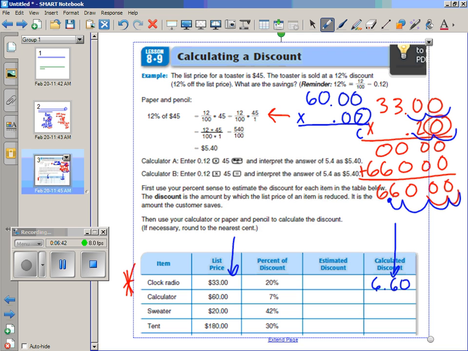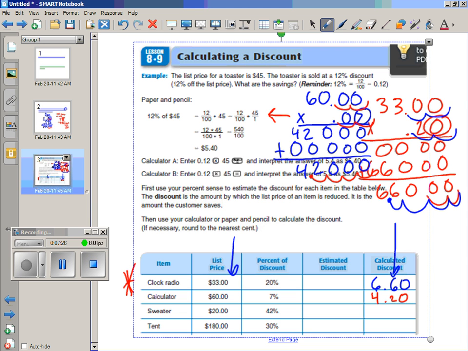Put my magic 0 in, show my work. 7 times 6 is 42. Magic 0, 0, 0, 0, 0. I do my adding. 0, 0, 0, 2, 4. And I look back at my original problem and I say, well, this one has 1, 2 places over from the decimal. This one has 1, 2 over. That's a total of 4. So in my answer, I go 1, 2, 3, 4. My decimal point goes right here. So it's $4.20 off the price is what you are saving there.